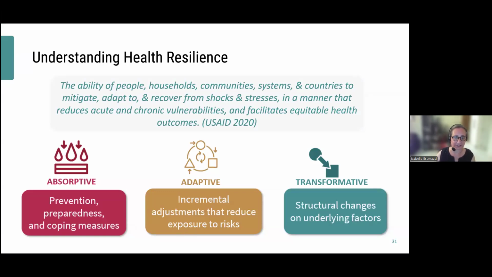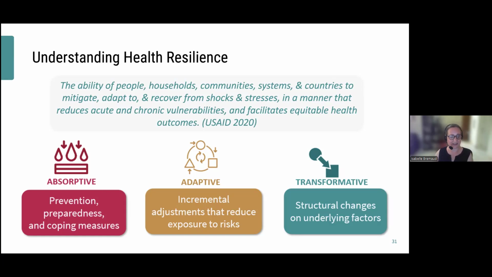So as practitioners in MIHR, we used this definition that USAID produced in 2020 for health resilience: the ability of people, households, communities, systems, and countries to mitigate, adapt to, and recover from shocks and stresses in a manner that reduces acute and chronic vulnerabilities and facilitates equitable health outcomes.